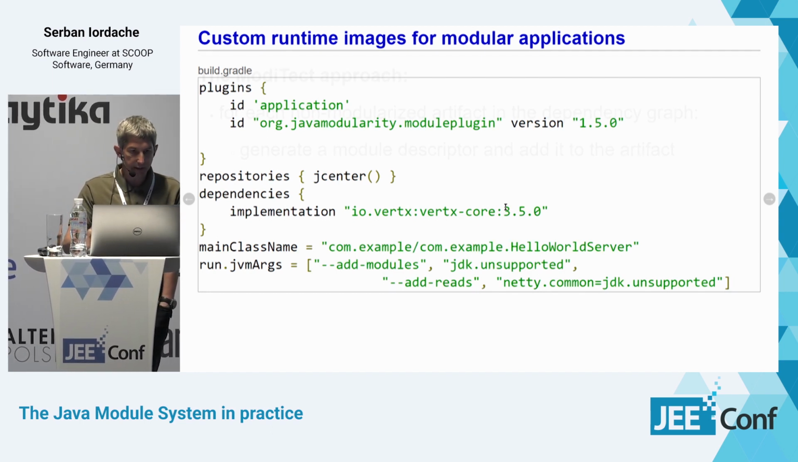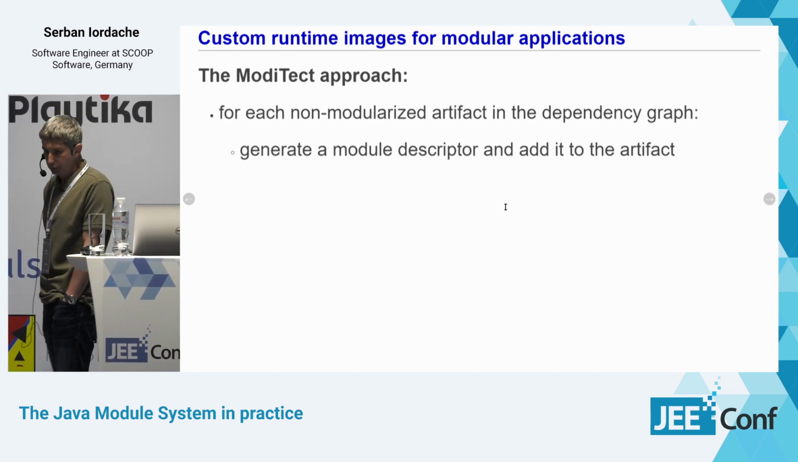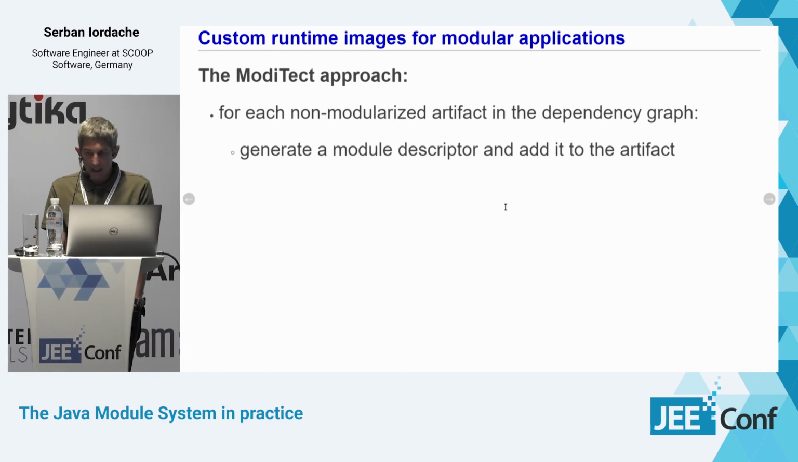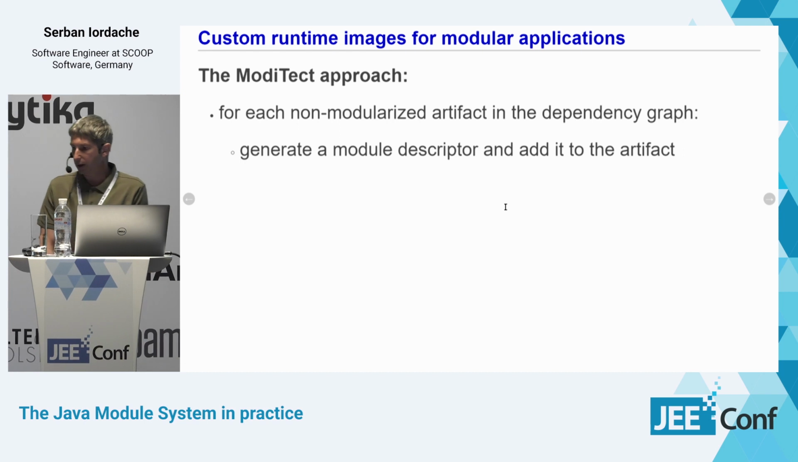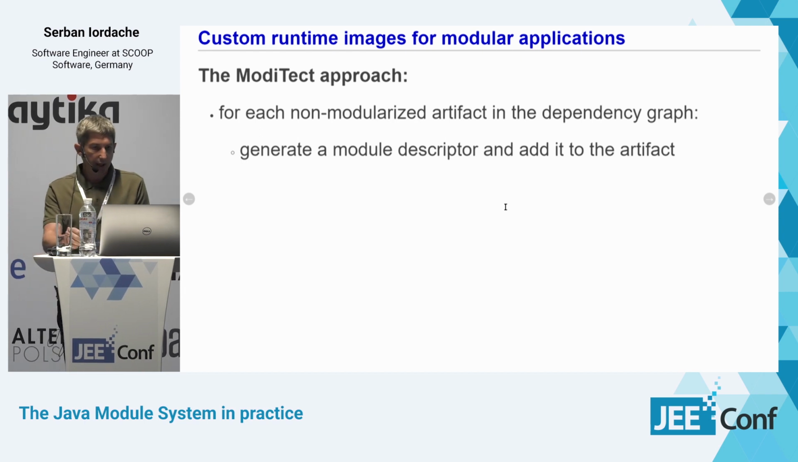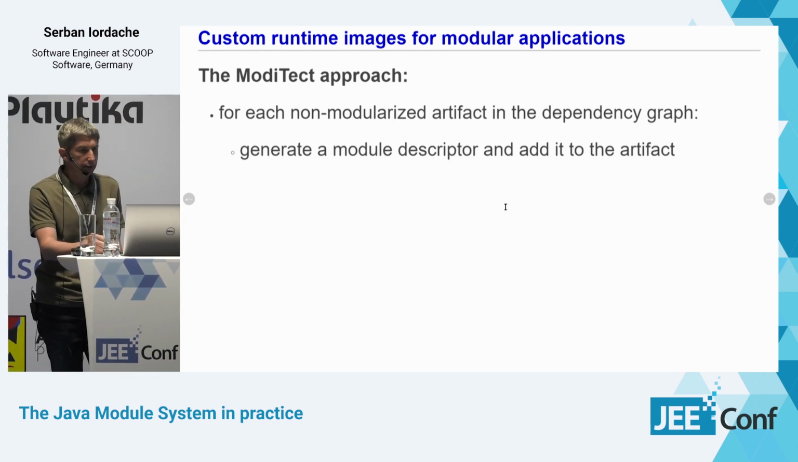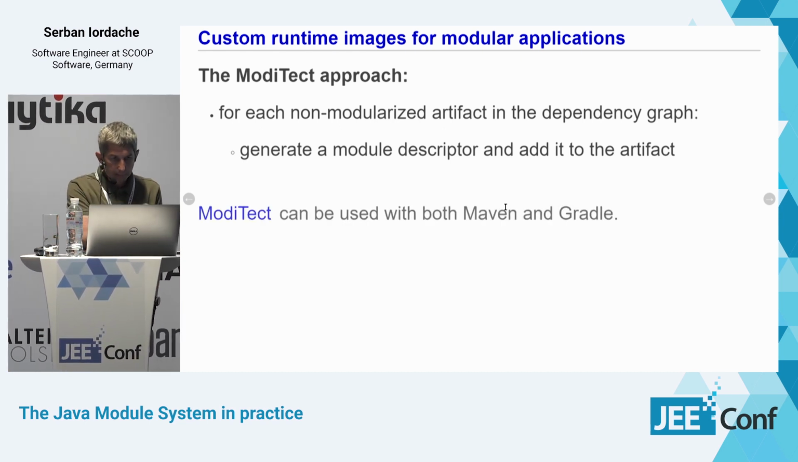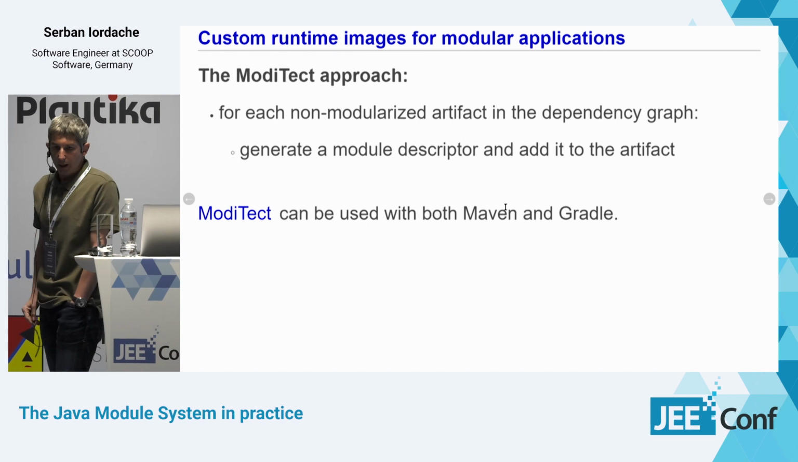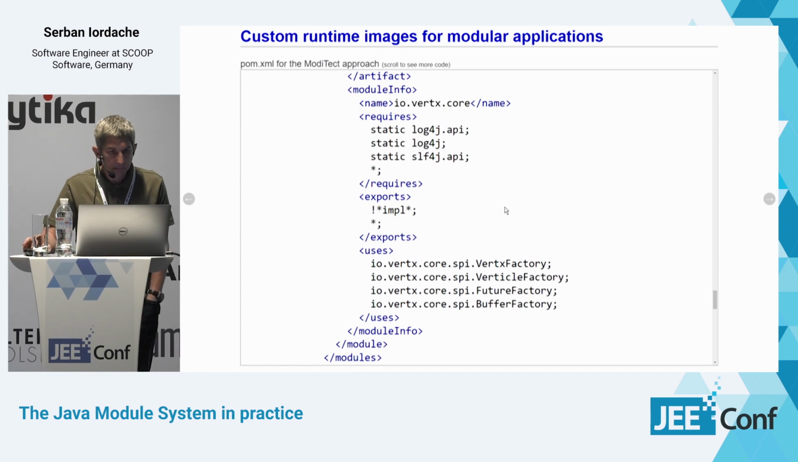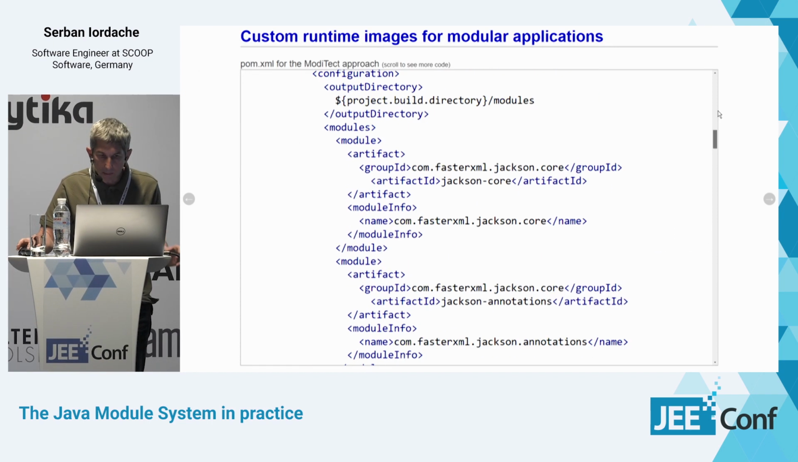There are two possibilities. First, we can use the moditect tool. And the moditect tool allows us to generate module descriptors for our non-modularized artifacts and to add them to these artifacts. So we need to do this for each non-modularized artifact in our dependency graph. And moditect provides plugins for both Maven and Gradle. Let's see how to do this with Maven. So this is our pom.xml.